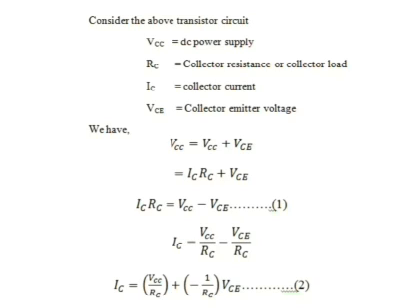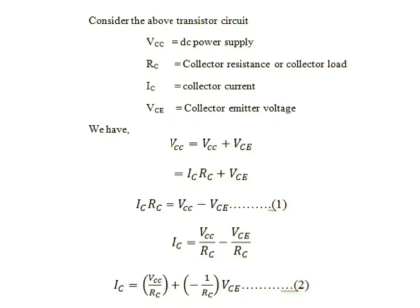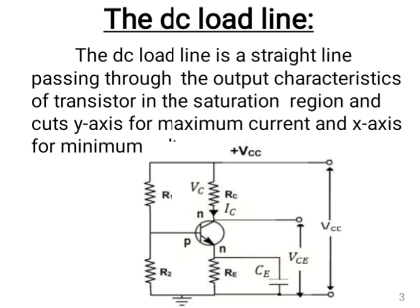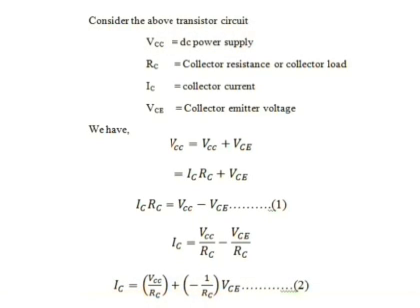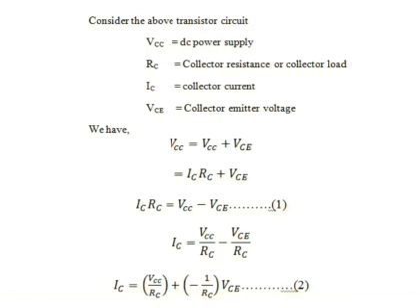Consider the circuit where VCC equals DC power supply, RC equals collector resistance, IC equals collector current, and VCE is the collector emitter voltage.